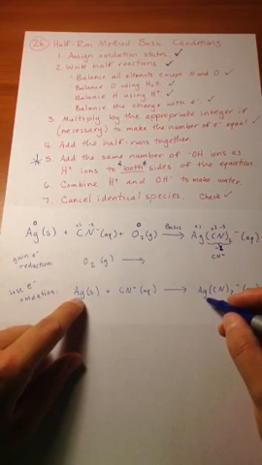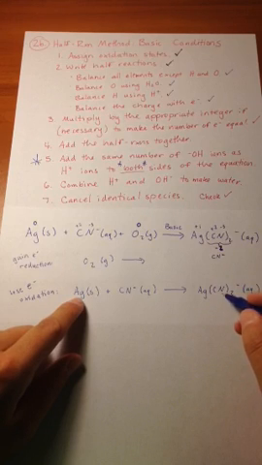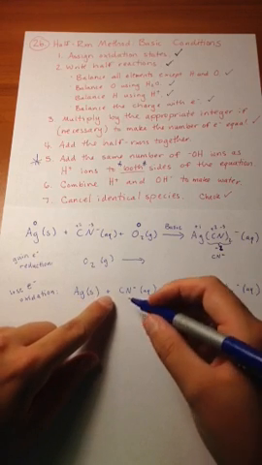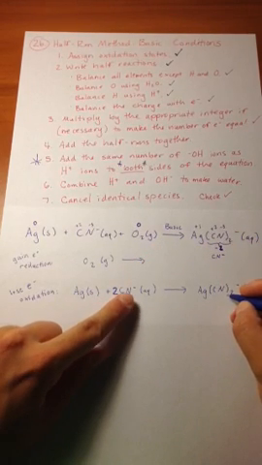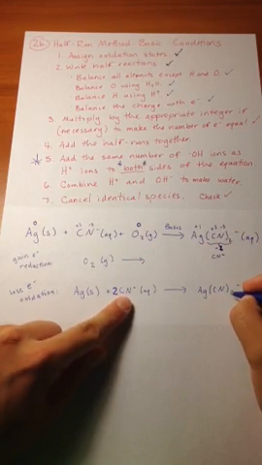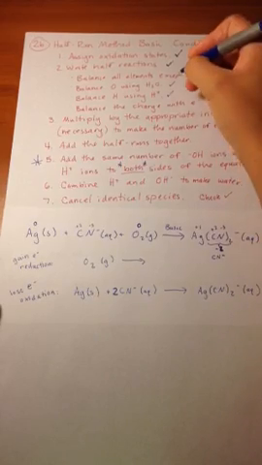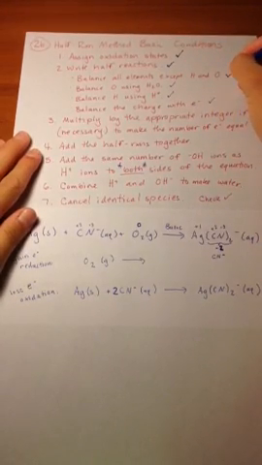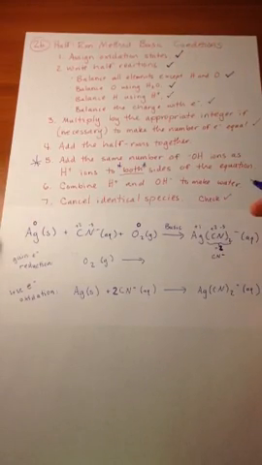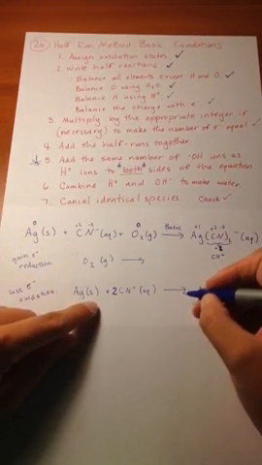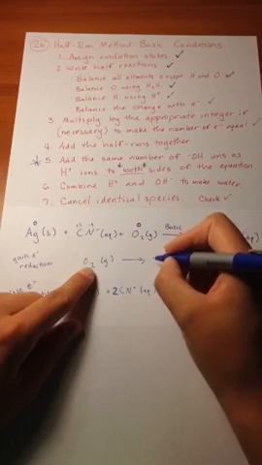So our silver is balanced 1 and 1, but our carbon, we have 2 here and only 1 here. So let's multiply this by 2, and that should fix our nitrogen as well, and it does. 2 nitrogens and 2 nitrogens. Okay, so we've done that, balanced our elements. Now we need to balance our oxygen using water. So no oxygens here, but here we go.